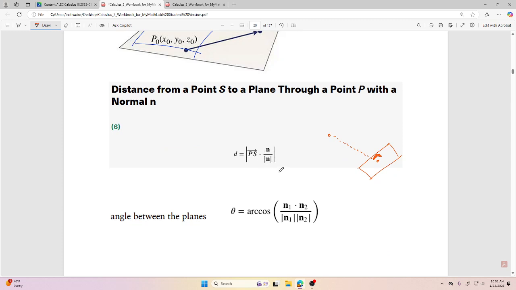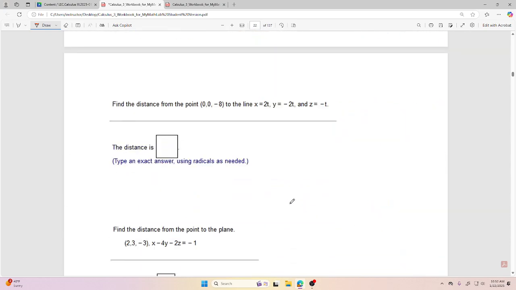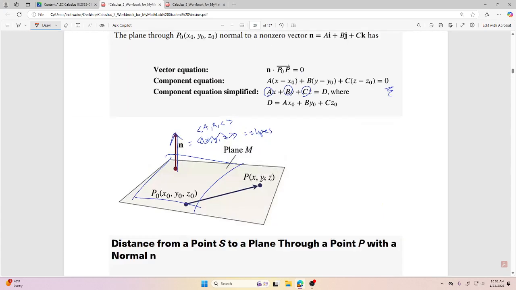Okay. All right. So which one are we going to use for which application? I don't know. So it says we got a point and we got a line. And so let me just rewrite that formula.